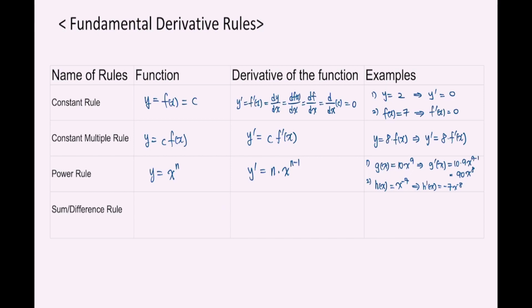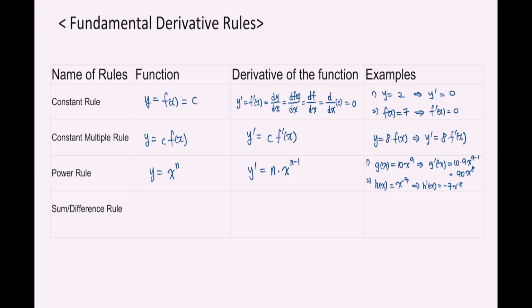Next rule to see is sum and difference rule. Sum and difference rules could be used in any polynomial functions, as we can break down the original polynomials into sum or difference of smaller functions, like h(x) could be the sum of f(x) plus g(x).